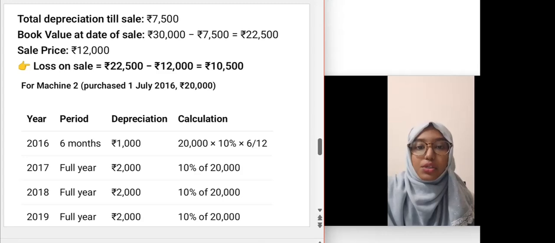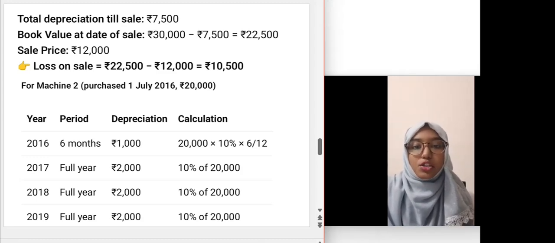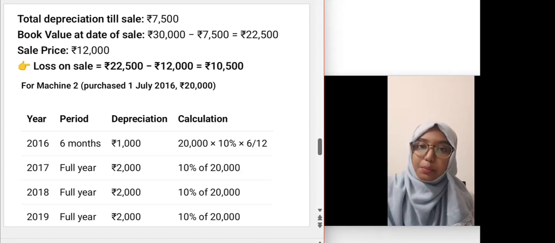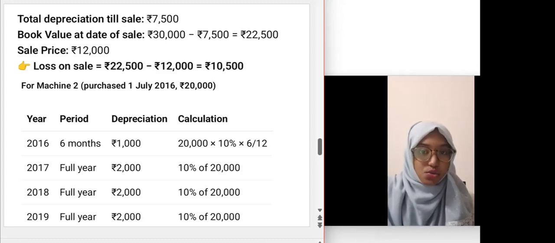Now coming to the calculation of machine 2, which was purchased on 1st July 2016, the same year the first machine was purchased, but in the month of July. First year depreciation will be for 6 months. So from July 1, 2016 to 31st December 2016, on the original value, which is 20,000 into 10% into 6 out of 12 months. In the year 2017, there are no changes, no sale, nothing. So 20,000 into 10%, 2,000.